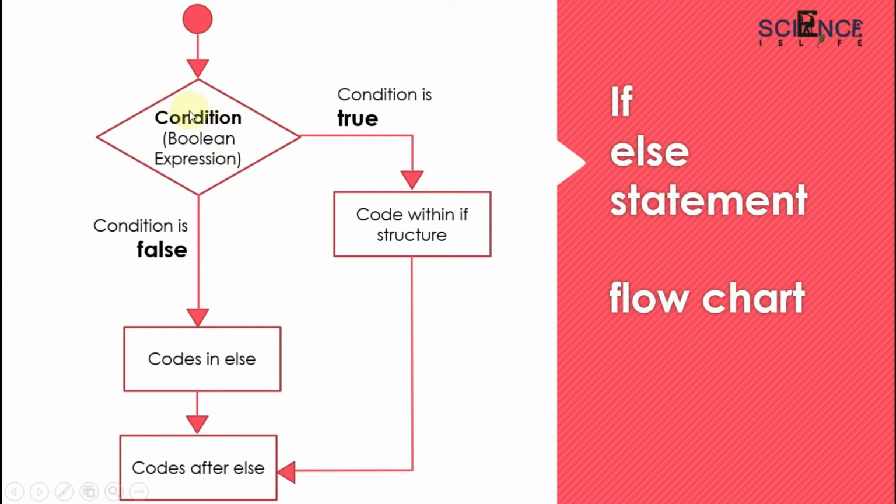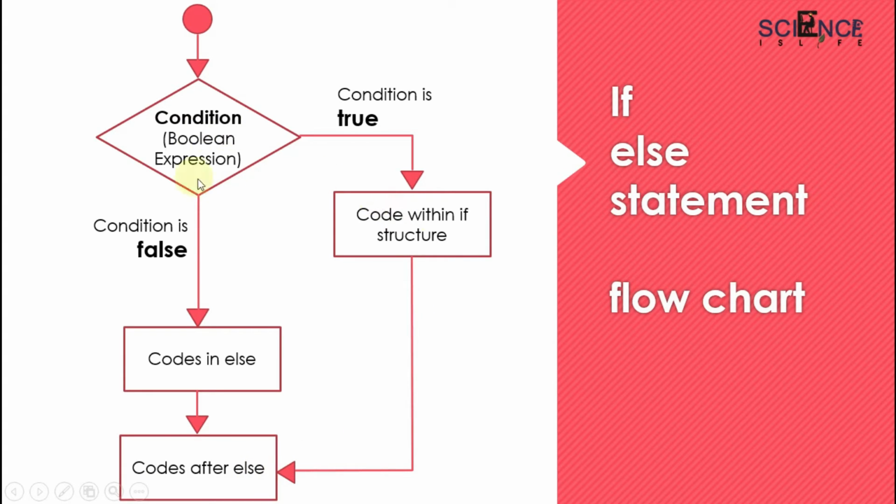Then if the condition is true, the compiler will go inside the if structure, right? It will execute all the code within the if structure. Then after executing it, it will skip the else part, right? If the condition is true, it will not go inside the else part. It will skip the else and go after the else, and execute the code after the else structure, right?